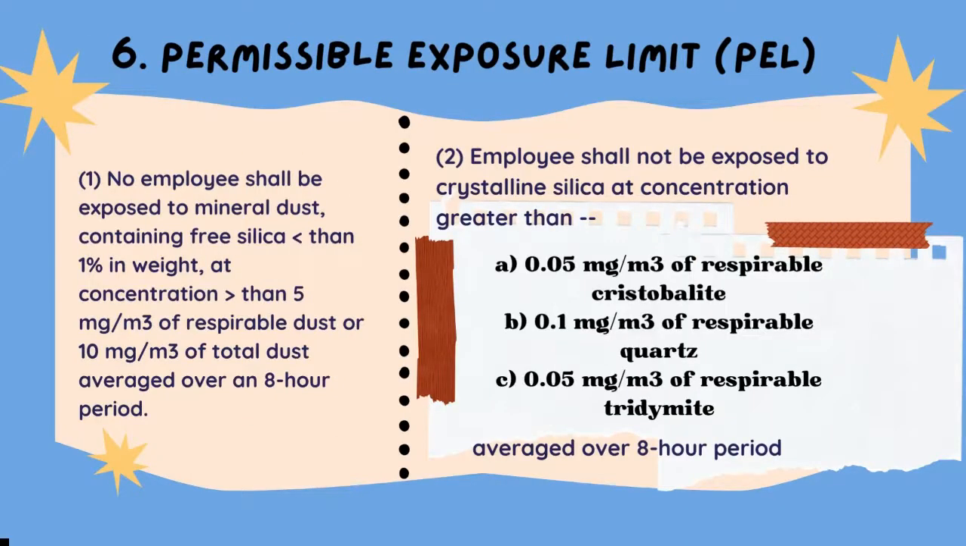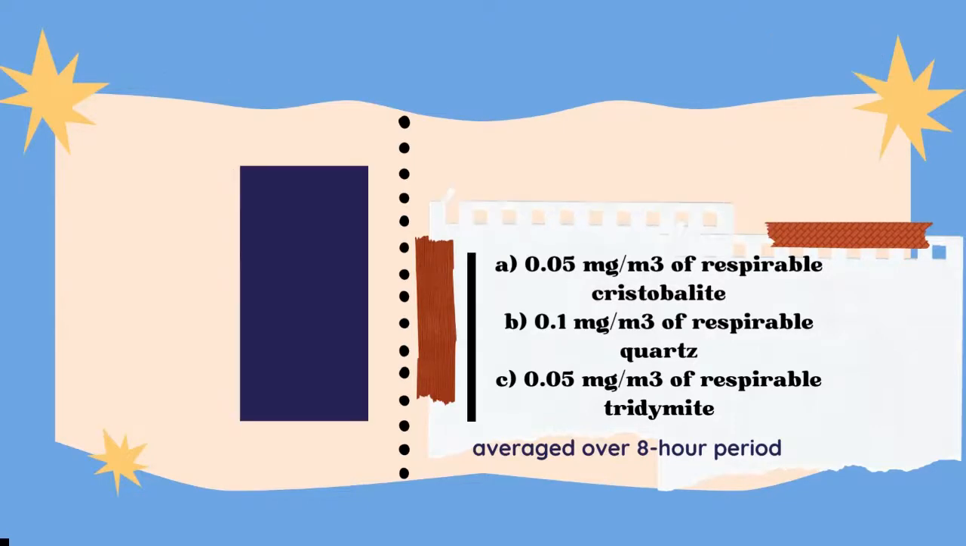Regulation 6. For the permissible exposure limit, it states that no employee should be exposed to mineral dust that contains free silica less than 1% by weight, where the concentration is more than 5 mg per meter cube for respirable dust, or 10 mg per meter cube of total dust, averaged over an 8-hour period. The second one is the permissible exposure that can be exposed to crystalline silica.